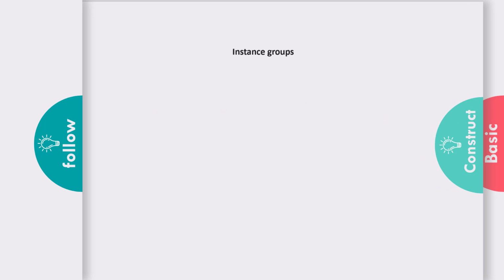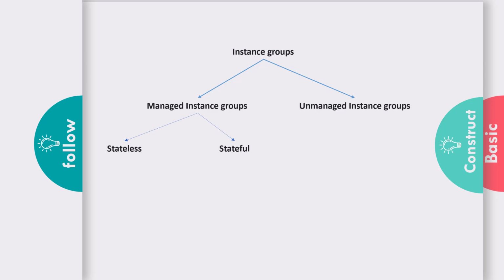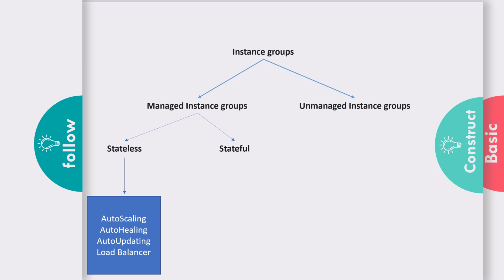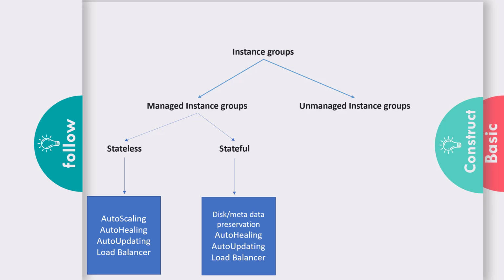So instance groups in GCP are of two types. One is the managed instance group and the other one is the unmanaged instance group. The managed instance group can be further classified into two types, the stateless and the stateful. The stateless managed instance group can do the following. It can do auto scaling, auto healing, auto updating, and can act as a backend for a load balancer. The stateful can not do auto scaling, but what it can do is it can do disk or metadata preservation.